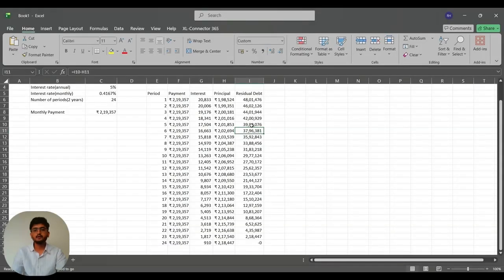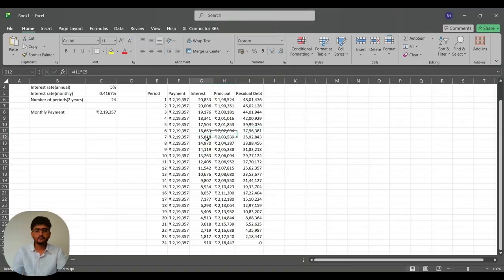So for the debt, we have to subtract from the previous debt of 39 lakh 99,076 rupees the principal amount we are paying, 2,02,694. We'll get the remaining debt of 37 lakh 96,381 rupees. Like that, the same for the 7th month as usual. What was the monthly installment and the interest rate? 0.4167%. We got last month's debt of 37 lakh 96,381 rupees.